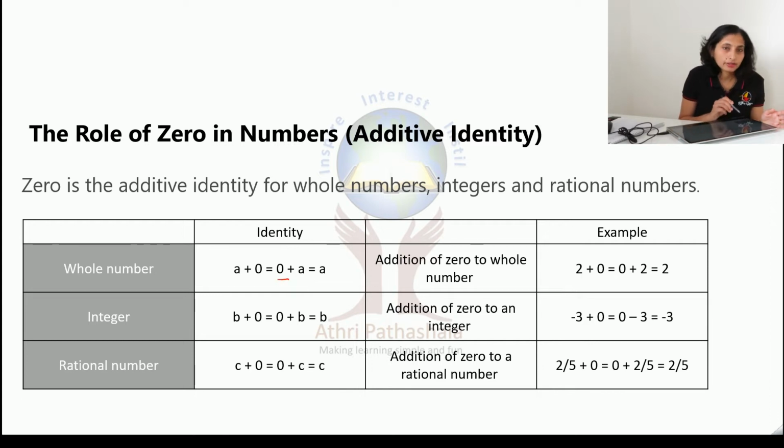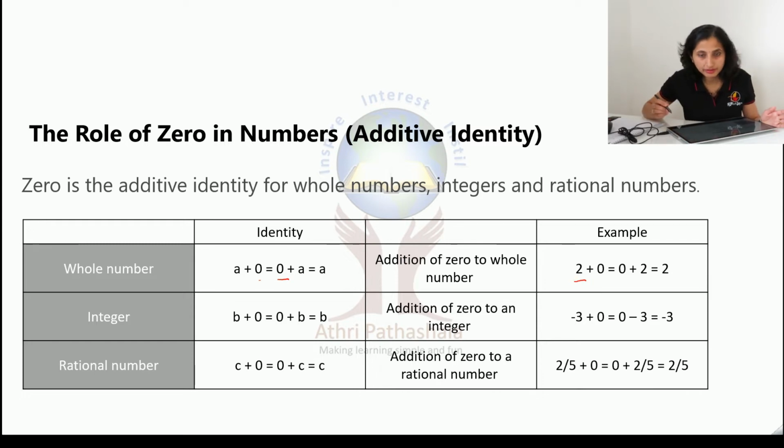If you take any whole number, integer, or rational number and add 0, you will get the same number. I have taken the example for the whole number. I took 2. For that I added 0. So the answer is 2 itself. And minus 3 is an integer. For that I added 0 and got the answer minus 3.